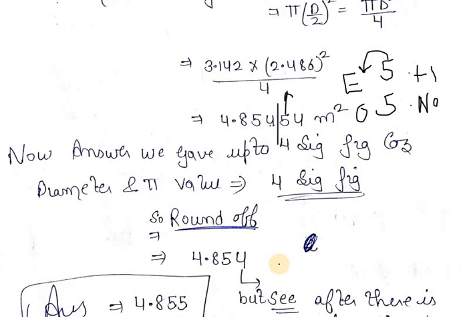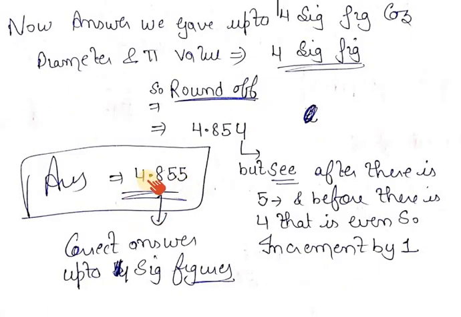So these are some rules that I have discussed already in the second video lecture on this topic. You will see there, in our answer you have to retain your answer up to 4 significant figures, and after round off you will see 1, 2, 3, 4. There are 4 significant figures in your answer, right? And one more thing, you have to round off. You will see it's an even number, so you will increment this number by 1. Your final answer will be 4.855.